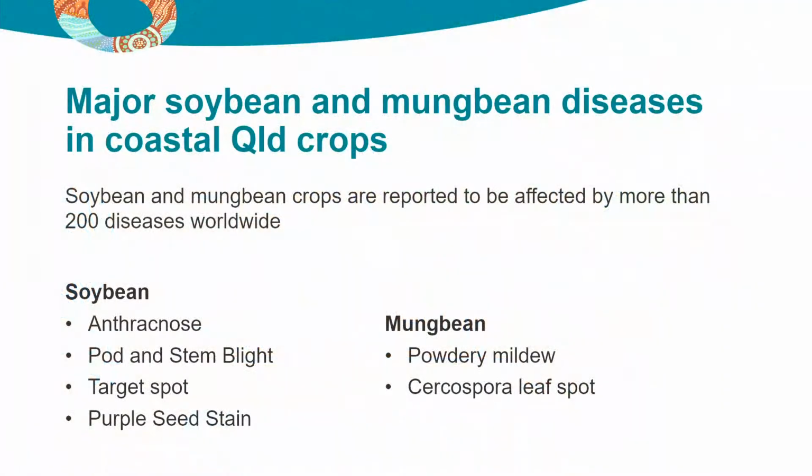So I guess soybeans and mung beans, I'll focus mainly on those today, but they do get quite a lot of diseases worldwide. The diseases that I've been seeing mostly in soybean crops and mung bean crops are in the coastal Queensland regions, so in rotation with your sugarcane.